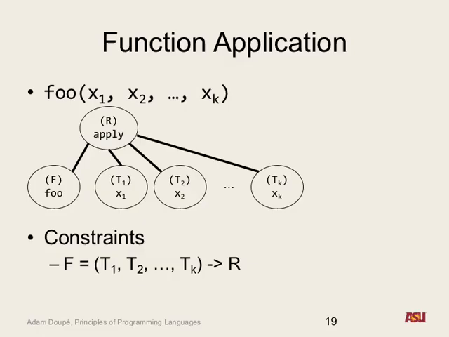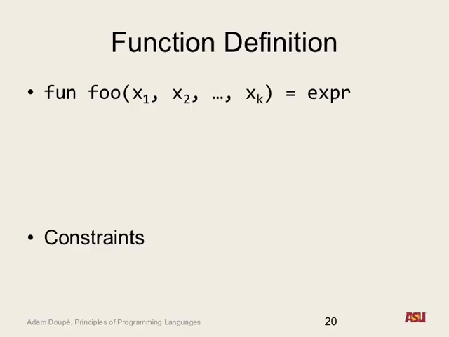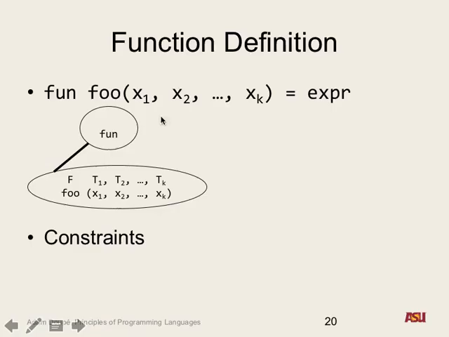So it's not going to be the general type r. Okay, now we get to function definition. So now here we're defining a function. So here we have our function, and we're defining now these x1, x2, all the way to xk, right? These are parameters of the function foo, right?